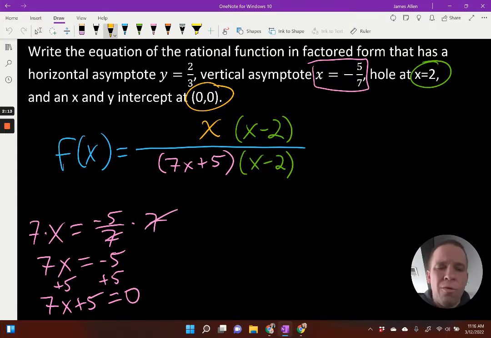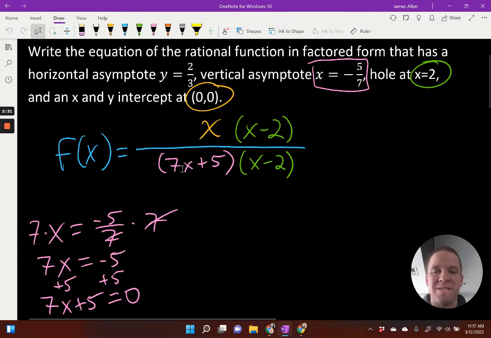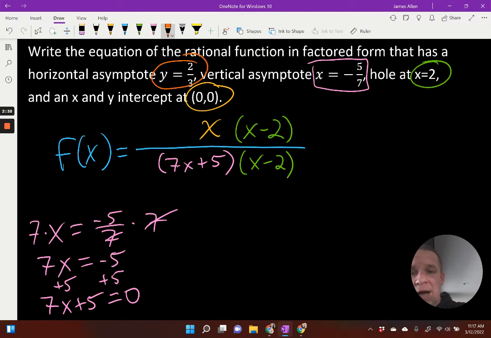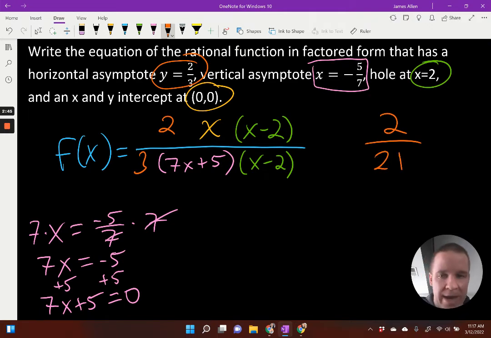Now, the horizontal asymptote is probably the trickiest part in this one. I want 2/3 for my horizontal asymptote. First off, if I'm going to get anything but 0 or no horizontal asymptote, my degrees need to be the same. Right now, I have a degree of 2 in the numerator and a degree of 2 in the denominator, so that's all set. But I have this little 7 chilling in the denominator. I can't just throw a 2/3 here for the y, because then what I'd actually have is 2 divided by 21. We don't want that.